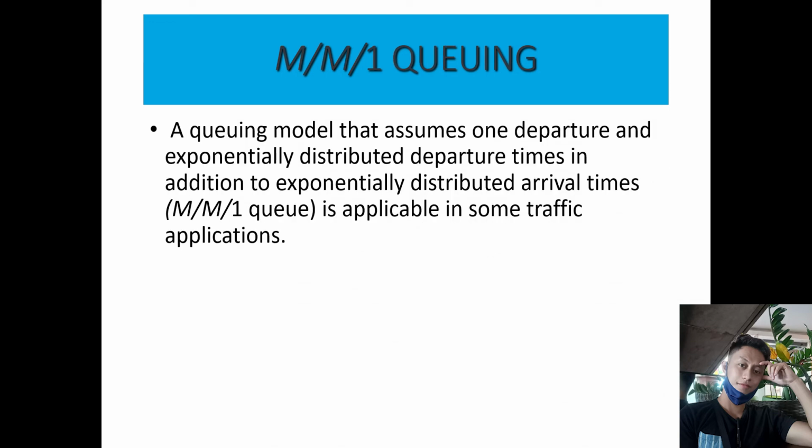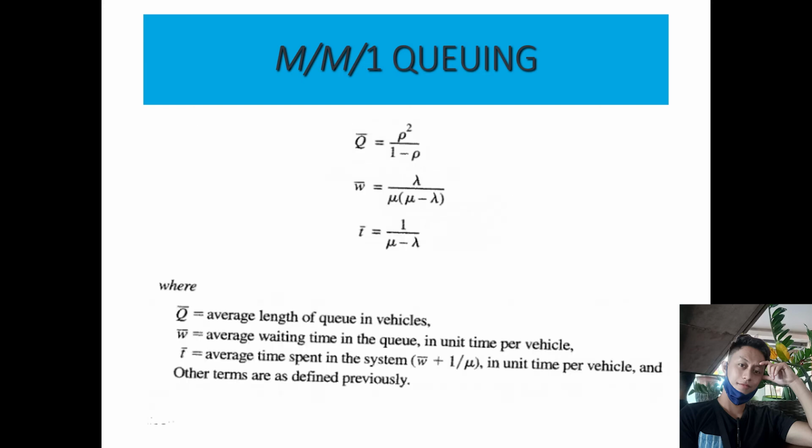And M/M/1 queuing is a queuing model that assumes one departure channel and exponentially distributed departure times, in addition to exponentially distributed arrival times. The M/M/1 queue is applicable in some traffic applications. Here is a formula.